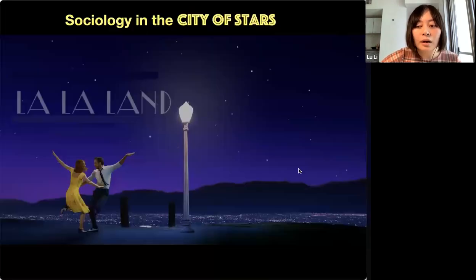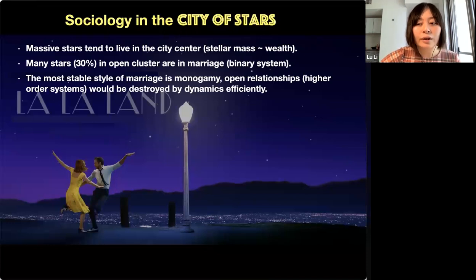I would like to use a more interesting way to conclude our recent research, with this sociology in the city of stars. I always use this slide to explain my discoveries to the public. And here, we may say that the massive stars tend to live in the city center. If we compare the stellar mass to the wealth of a star, we may say the rich people live in the city center and the poor people have to move out of the city.